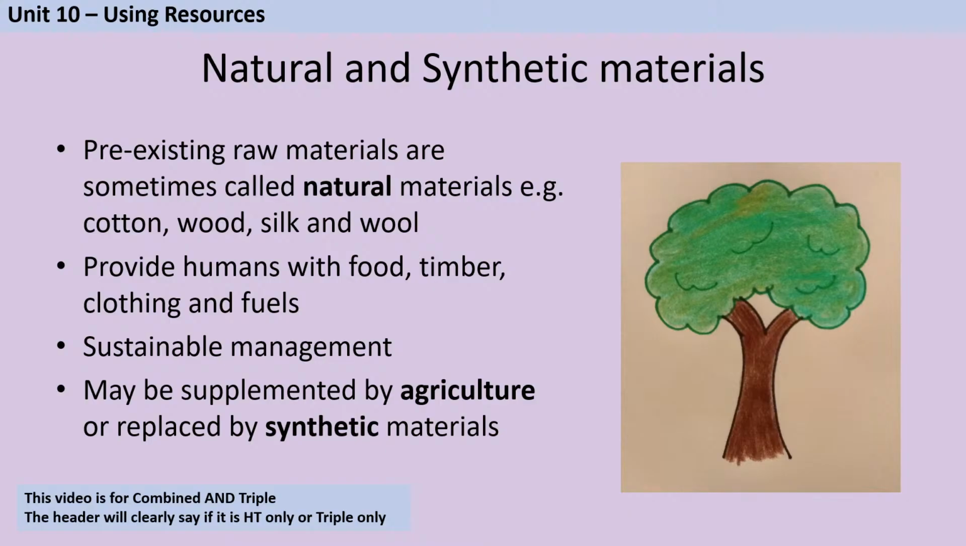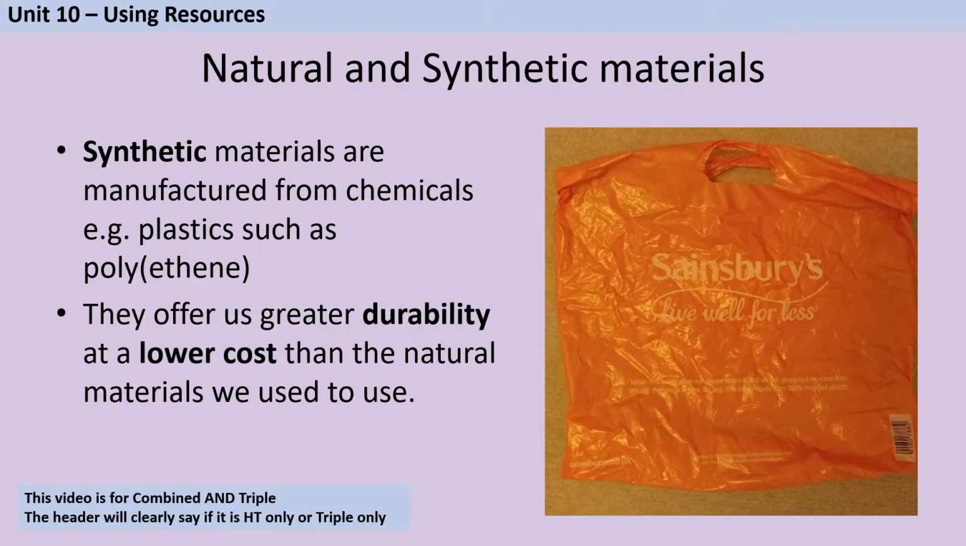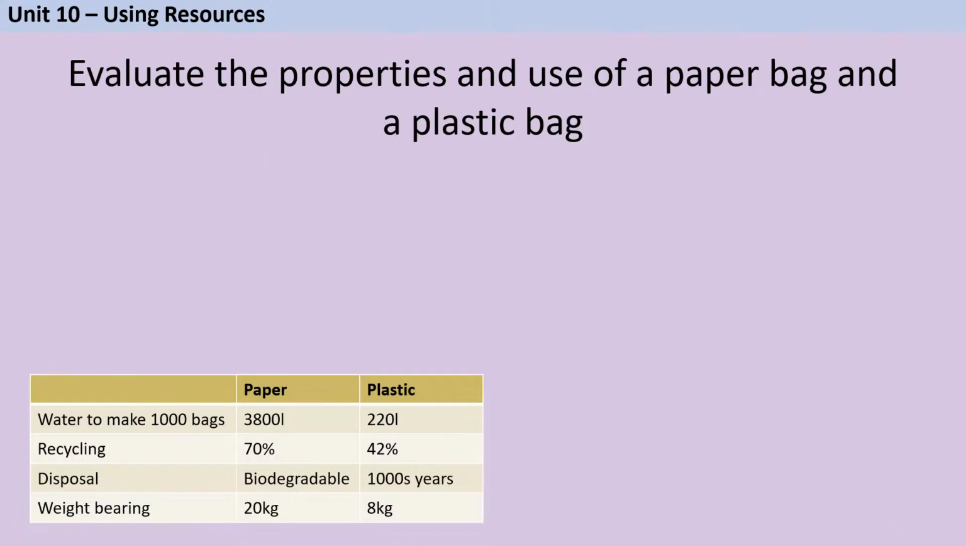In some instances, natural materials have been replaced with synthetic materials which are manufactured from chemicals. Synthetic materials often offer greater durability, so that means that they last longer and they don't break down as quickly, and often at a lower cost, and they can help to protect the limited supplies of natural materials.